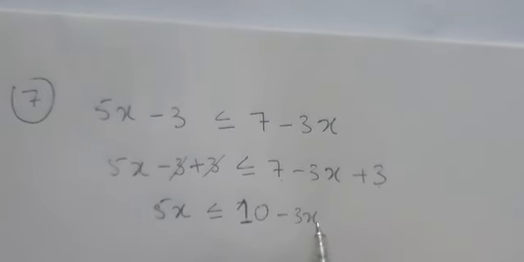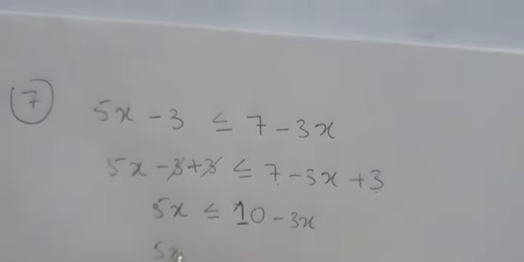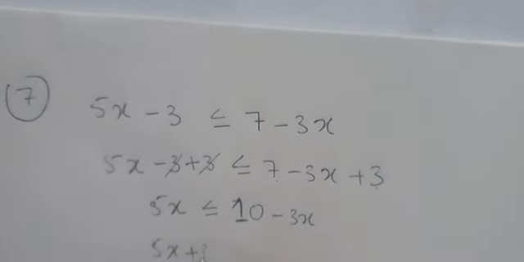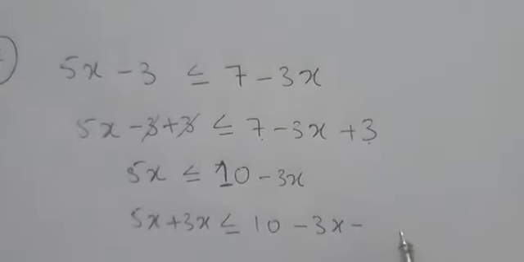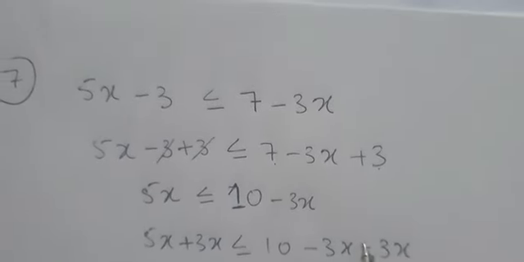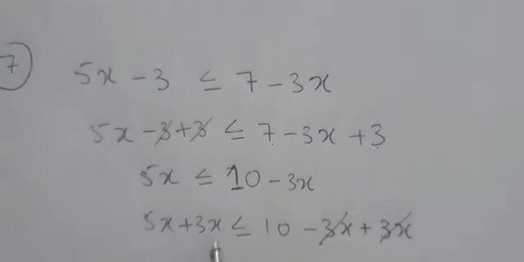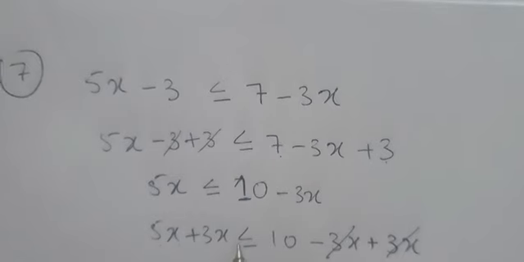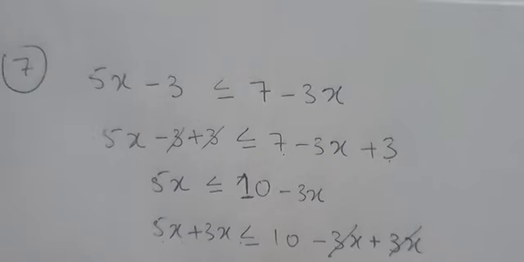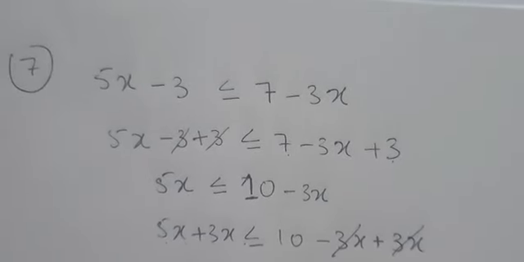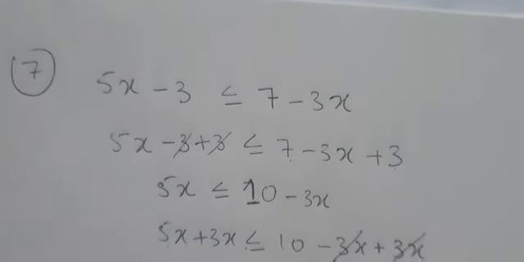and negative 3x. Now we will shift this negative 3x to the other side, so we will add 3x on both sides of the inequality in order to cancel it out. From here this will be cancelled out and here we will be left with 5x plus 3x, that will give us actually 8x, and now here less than or equal to 10.